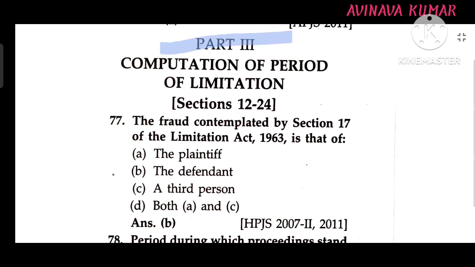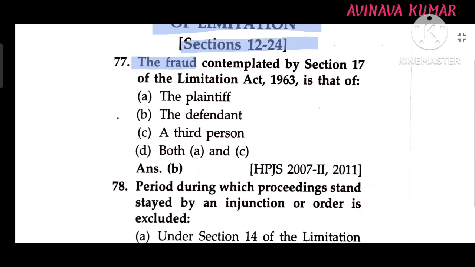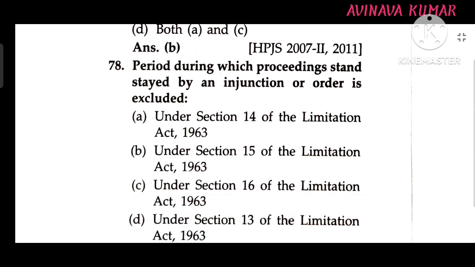Part 3. Computation of period of limitation. Sections 12 to 24. The fraud contemplated by Section 17 of the Limitation Act 1963 is that of the defendant.